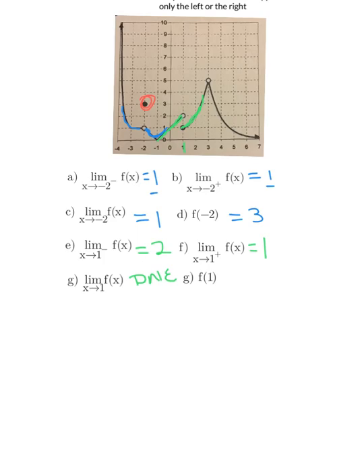Example G wants to know what's the value of the function at the x value of 1. I have taken out my highlighting here so that you can see better. And what you are looking for the value of the function is at what y value do I have a solid dot? My solid dot is happening at the y value of 1. So f of 1 equals 1, where the solid dot is.